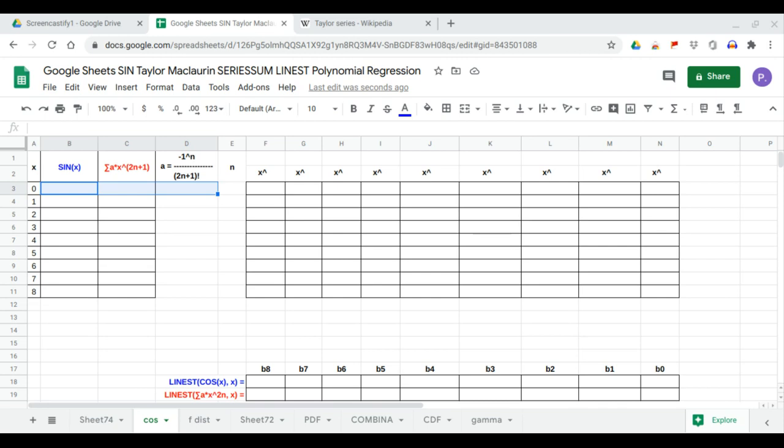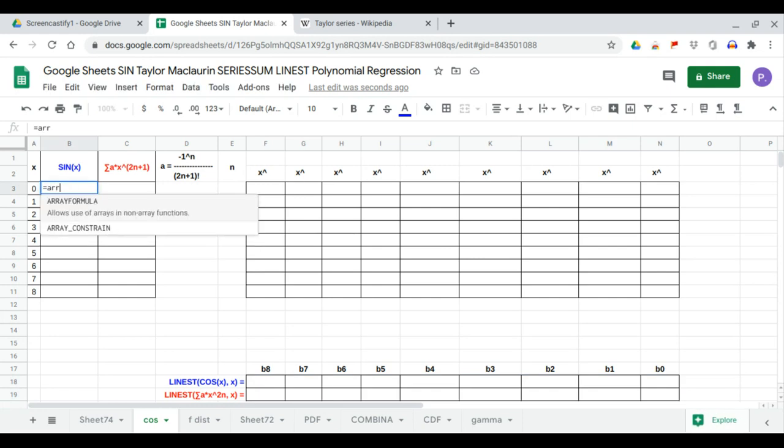In this video, we'll generate the dataset and the Taylor Maclaurin series expansion of SINE function and its expansion coefficients and the regression coefficients. We'll also show the trend line and trend line equation of the SINE function. We begin with the dataset.